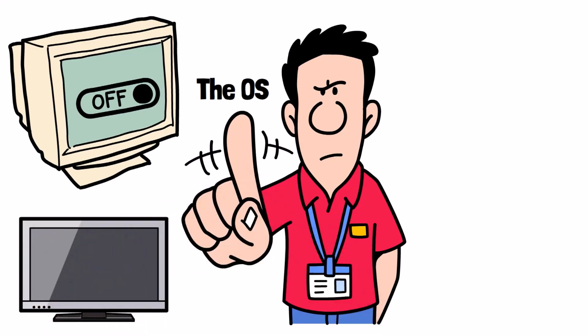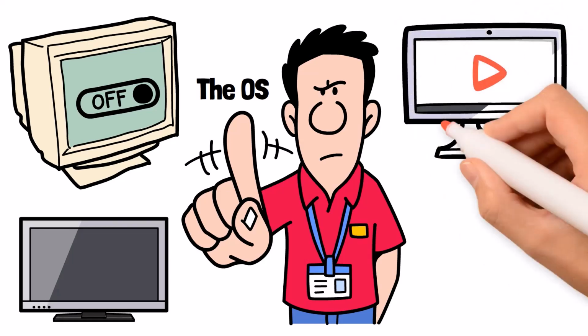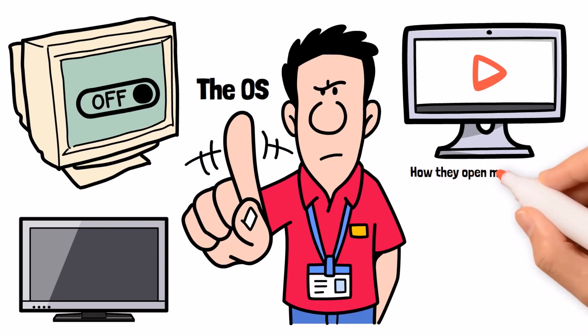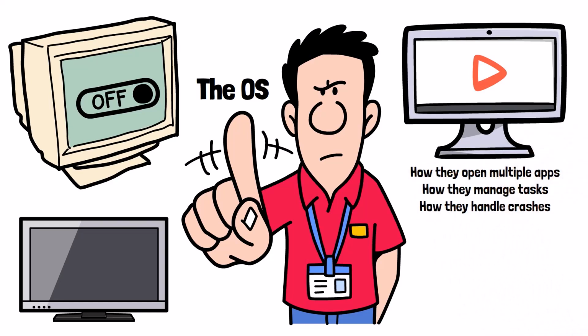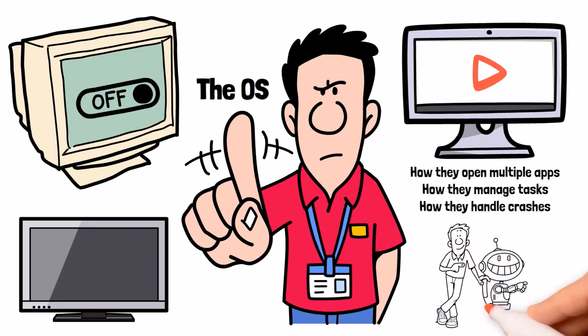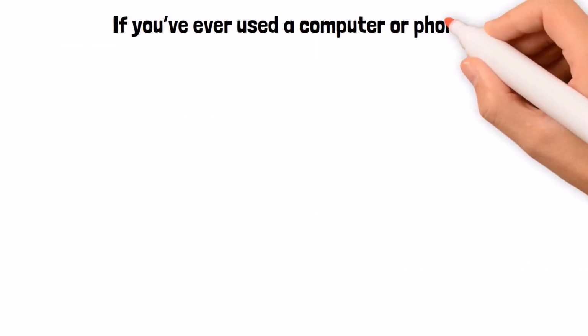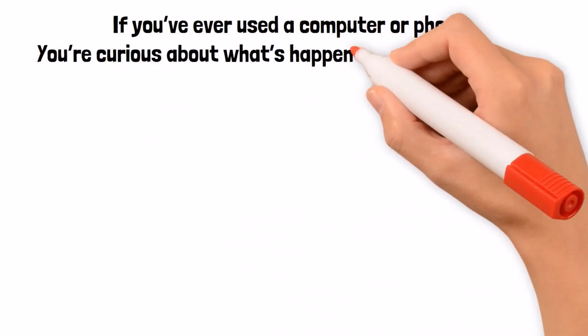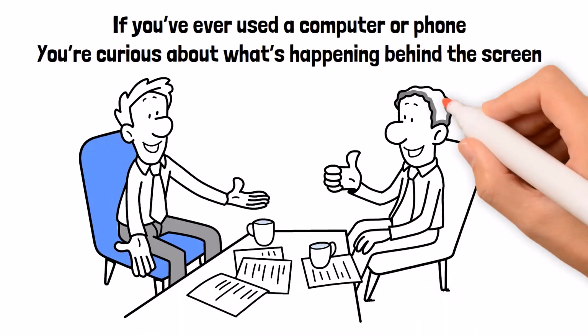In our next videos, we'll explore how operating systems actually work inside, like how they open multiple apps, how they manage tasks, and how they handle crashes. We'll also talk about different types of operating systems and which ones are used in phones, robots, and even in cars. So if you've ever used a computer or phone and you're curious about what's happening behind the screen, stay with us because we're going to make it all super easy and fun to learn.